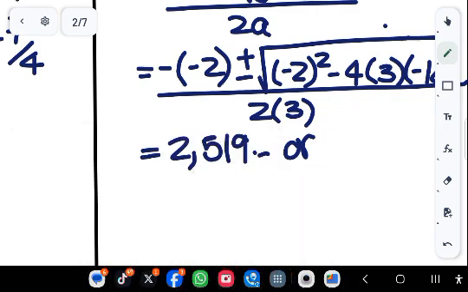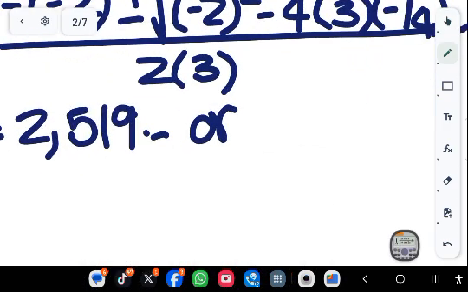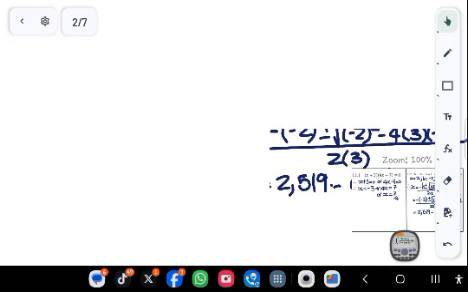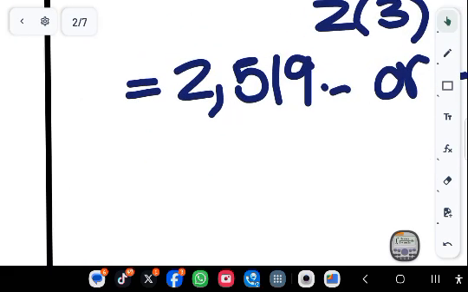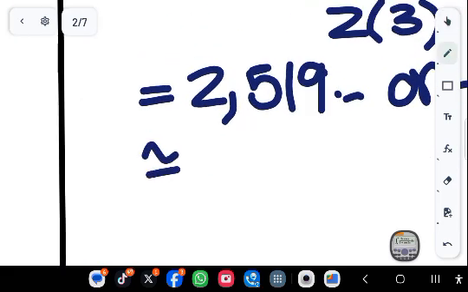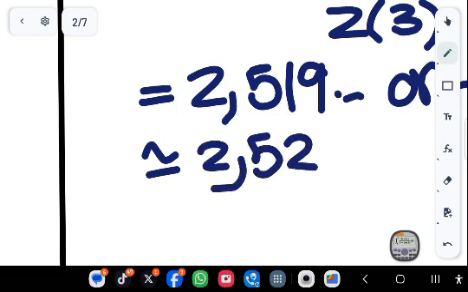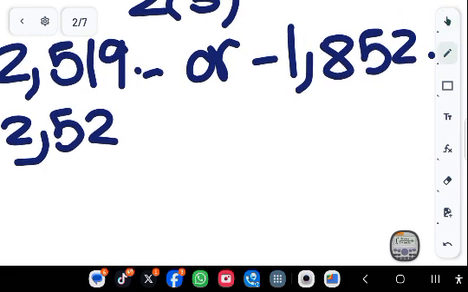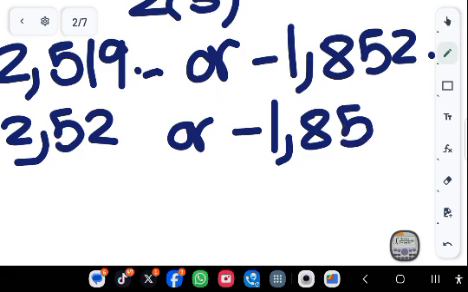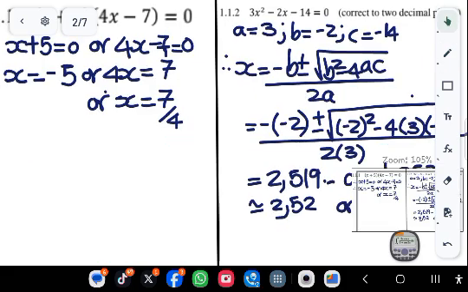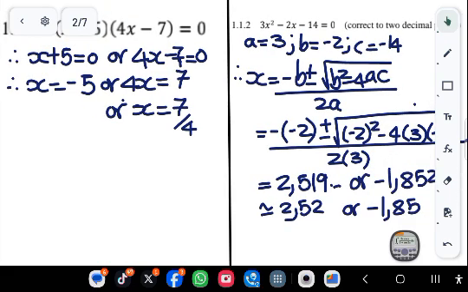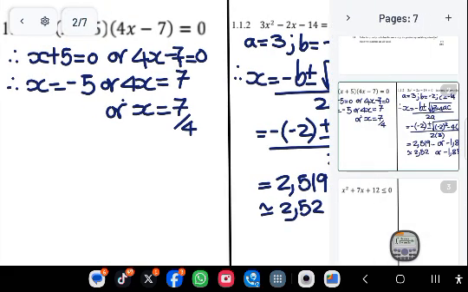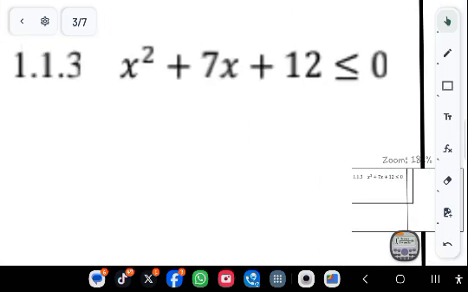negative 1.852, and so on. They said correct to 2 decimal places, so let's round that correct to 2 decimal places. So that will be 2.52, and the other one will be negative 1.85. That's how you round that off correct to 2 decimal places, and these are your solutions. Next question goes 1.1.3.